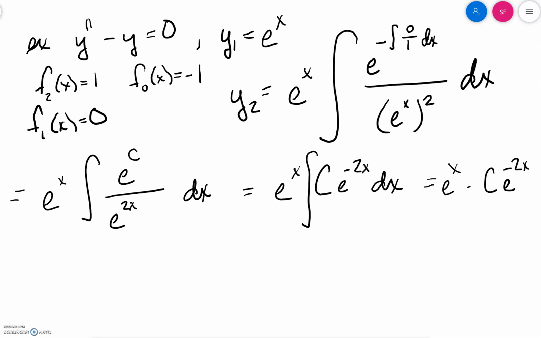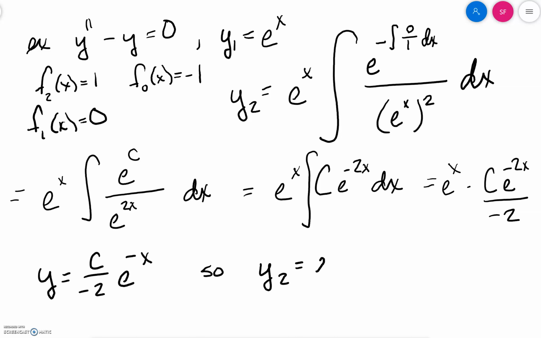And so when we integrate that, we now have e to the x times some constant e to the negative 2x over negative 2. Or my second solution is some constant over negative 2 e to the negative x. And so remember that any constant will work, and so my second solution is just going to be e to the negative x. Okay, well, as I said, we could have solved this a different way and figured that out.